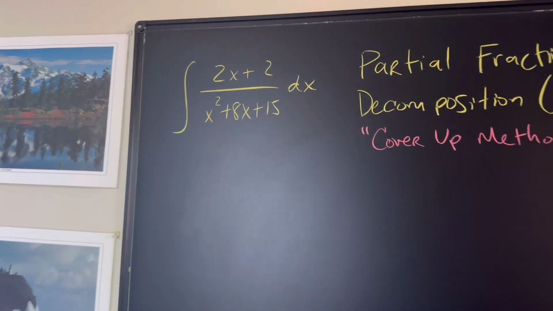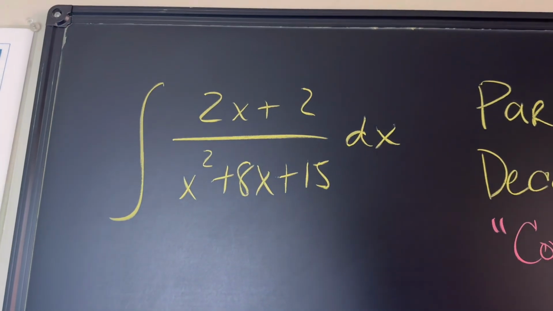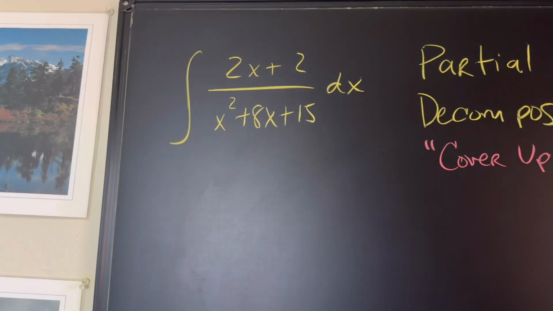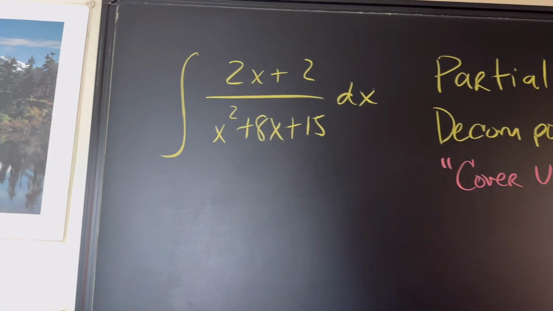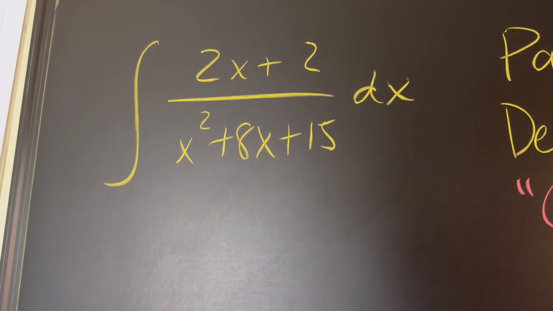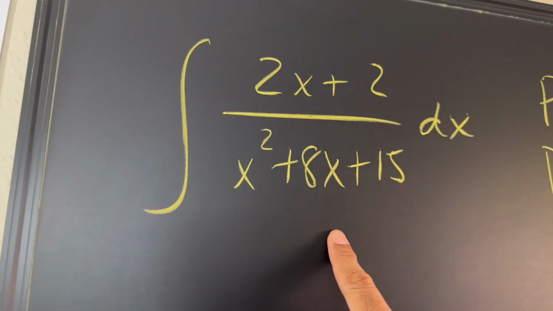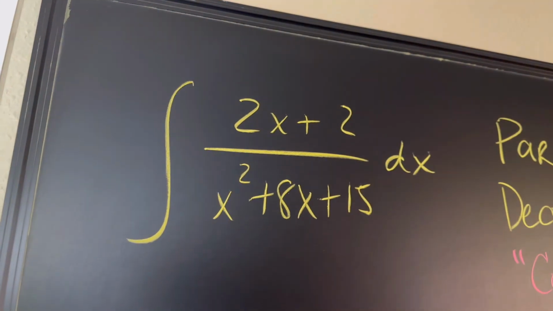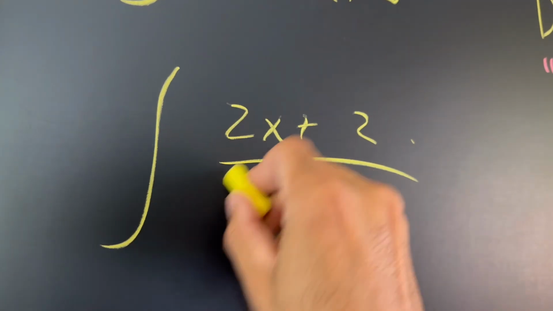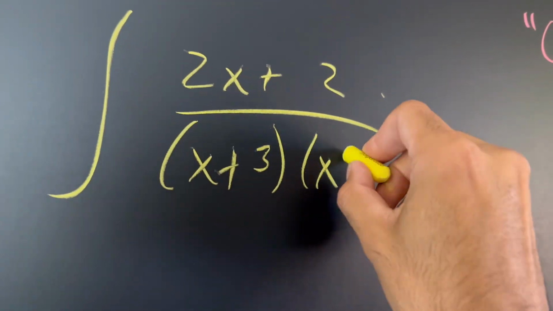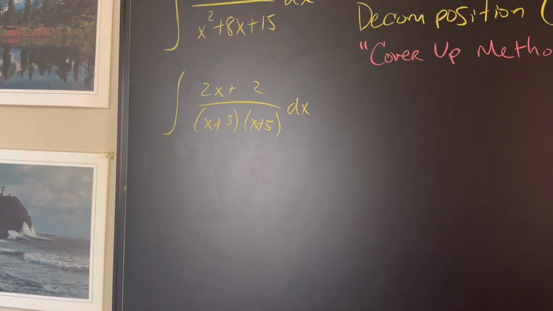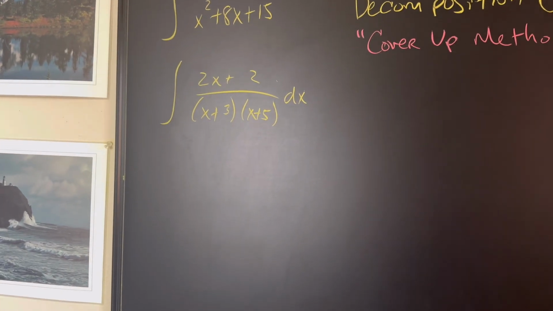So what we have is the integral of 2x plus 2 all over x squared plus 8x plus 15. So we have a rational function that we're integrating. And one of the things that you'll notice right away is that the bottom can be factored, and that's actually a blessing for us. So let's see, what two numbers multiply to 15 and add to 8? Well, that's going to be 3 and 5. So we're going to rewrite our integral as the integral of 2x plus 2 all over x plus 3 times x plus 5 with respect to x.